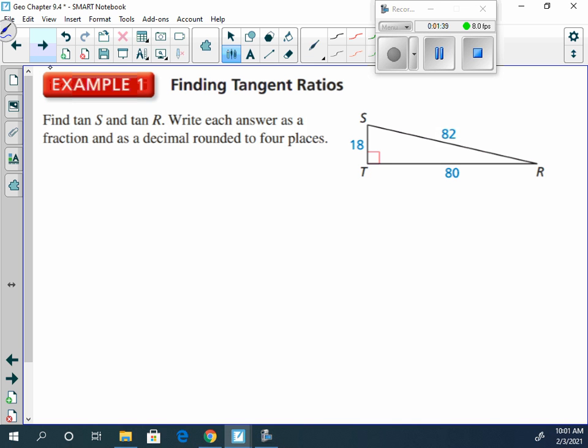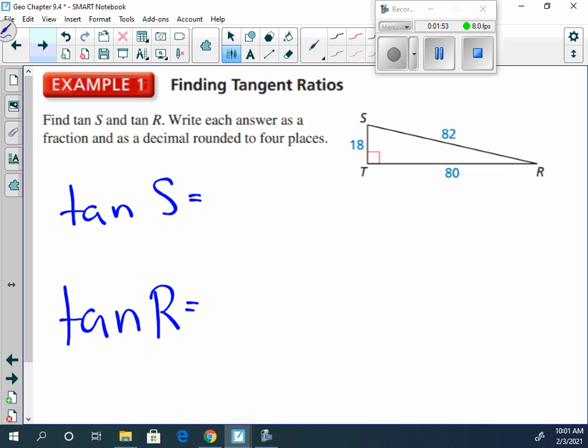Now we're going to start off just kind of like what we did with sine and cosine, looking at this here. So what we're going to do is we're going to find 2. We don't have to find all 4. We're finding tangent of S and tangent of R. Now tangent of S. So again, tangent is opposite over adjacent. So what would be the opposite side to angle S? It would be 80, because opposite is farthest away from it. So the opposite side length would be 80.